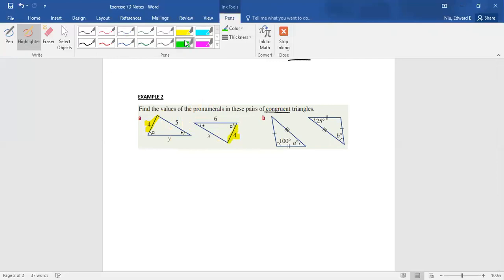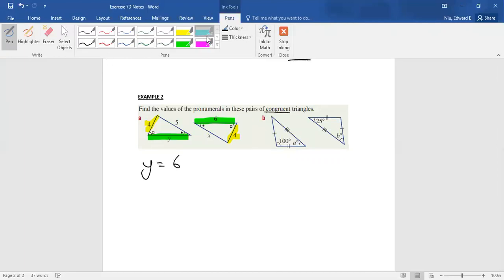So this edge here is opposite to this corner that doesn't have a symbol, right? So which edge in the right triangle is opposite to this corner with no symbol? So here's a corner with no symbol. The opposite is this edge there. So what we can say here is y is going to be 6.